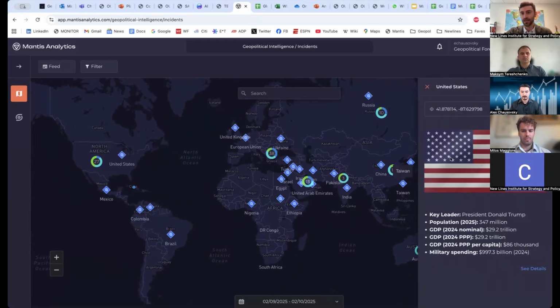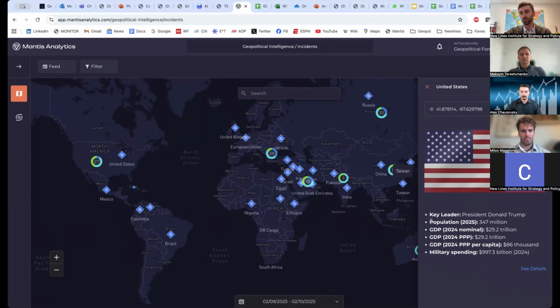If you click on the United States, it will pull up a geolocated map, a flag, and some key statistics and data related to that country, including the key leader, the latest population data, some GDP figures, and military spending. If you click on the see details component, that will take us to our most recent forecast of that particular country. In this case, we just published a Q4 2025 forecast report that appears to not be popping up.